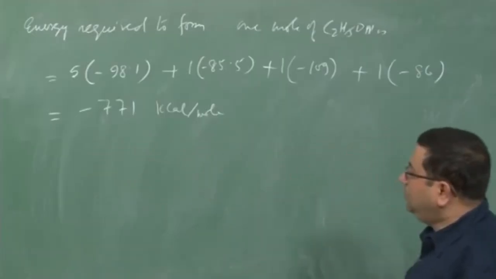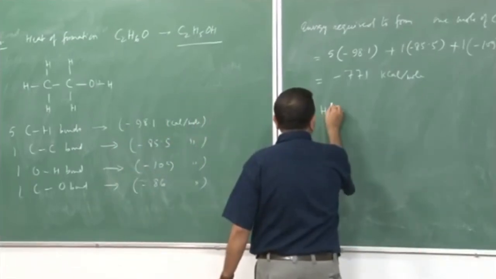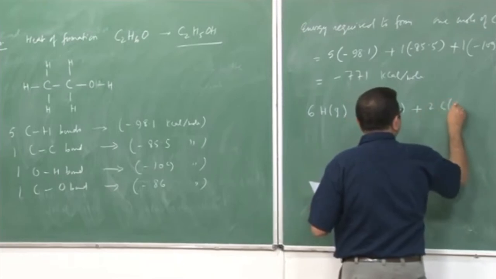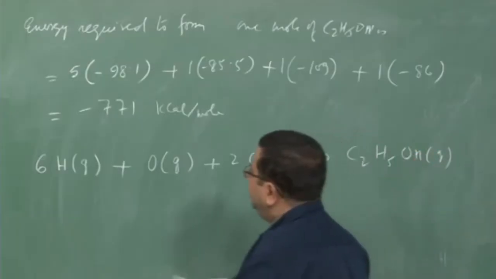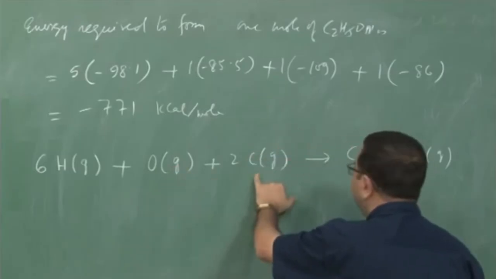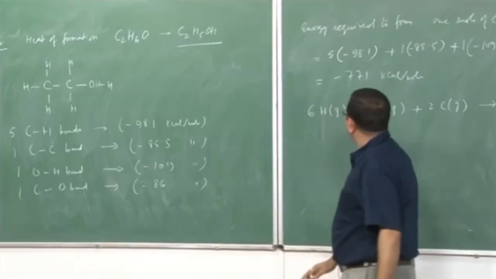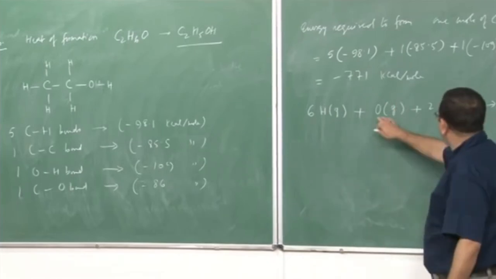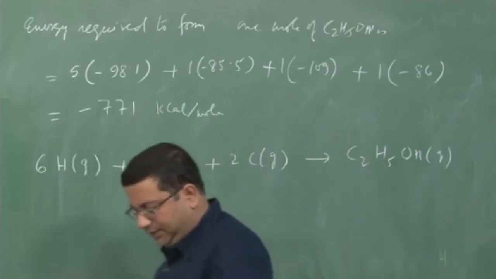Now, if I write this as a thermochemical reaction equation, then this is equal to 6H(g) plus O(g) plus 2C(g) giving us C2H5OH(g), because here we have 6 hydrogen plus 1 oxygen plus 2 carbon. So, this is the formation reaction and the bonds are formed from this. Remember that in order to form the bonds, we have to supply all this in their atomic state. So, therefore, these are the basic constituents of this molecule. So, we write this equation like this.